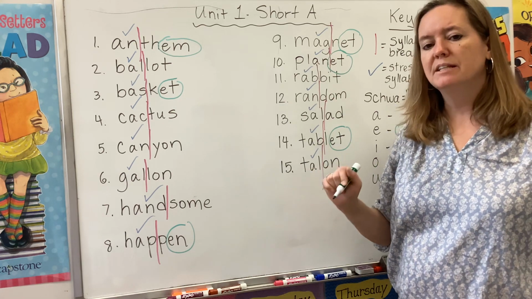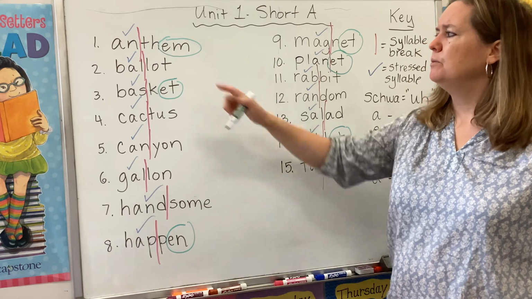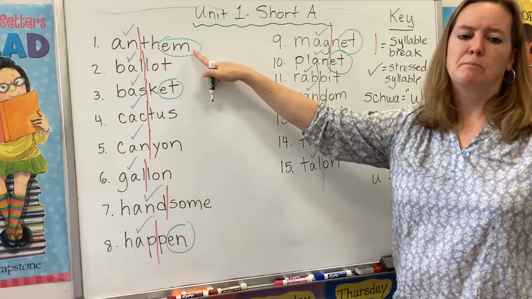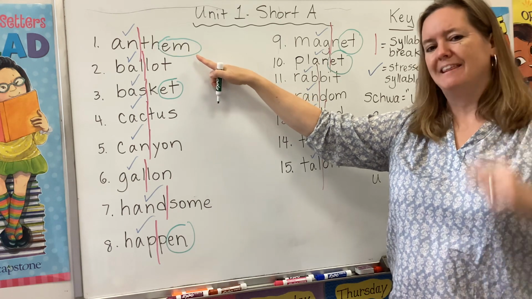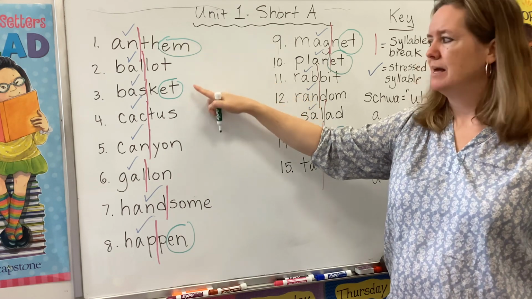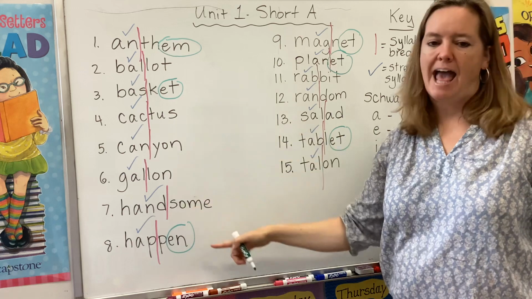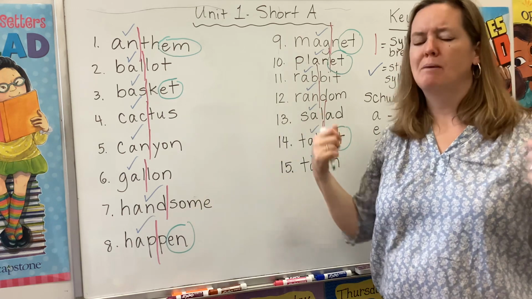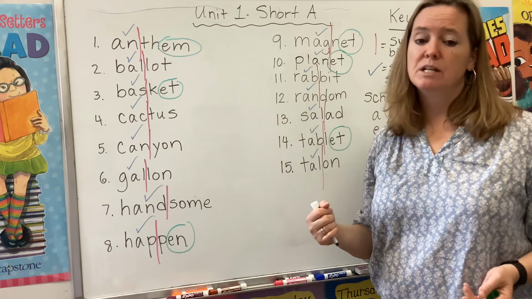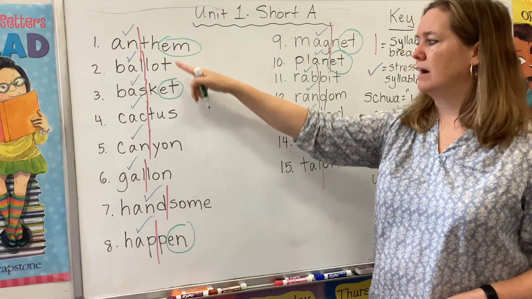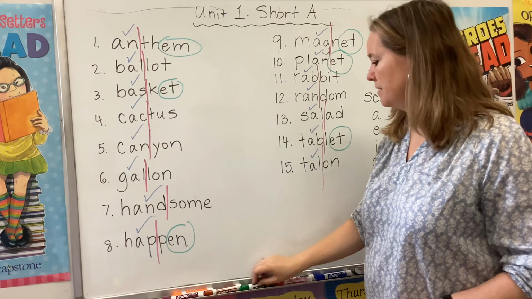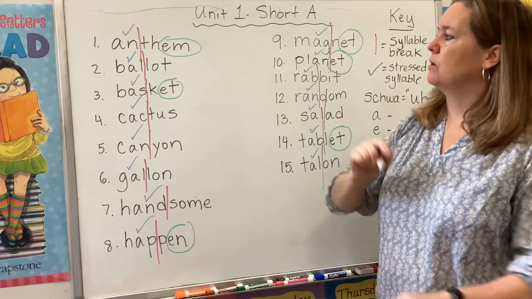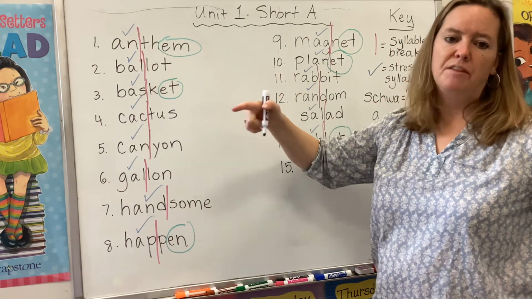Okay? So here's a little spelling tip for you. You know that when you're saying this word, you're supposed to pronounce it anthem, but when you're spelling it in your mind, think anthem, basket, happen. In your mind, really stress that short E sound to remind yourself that the schwa is being represented by an E.